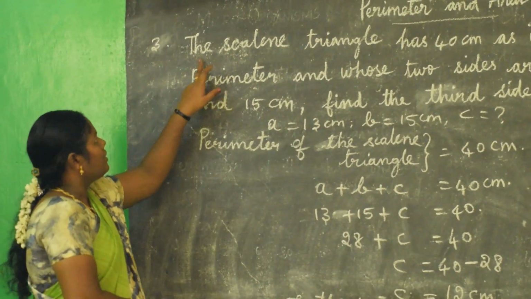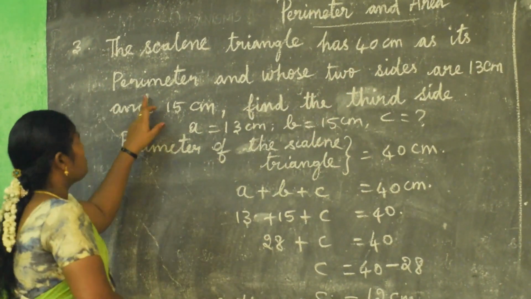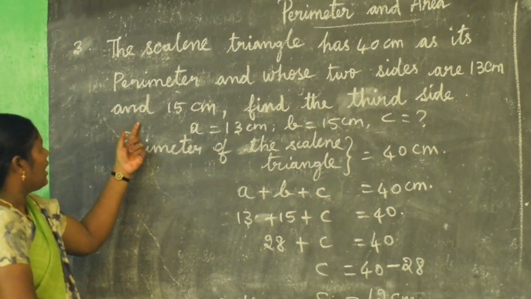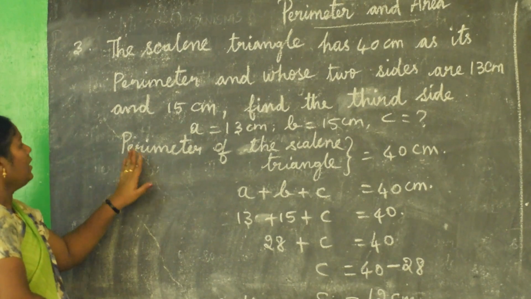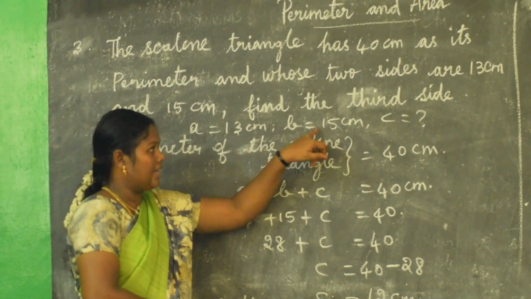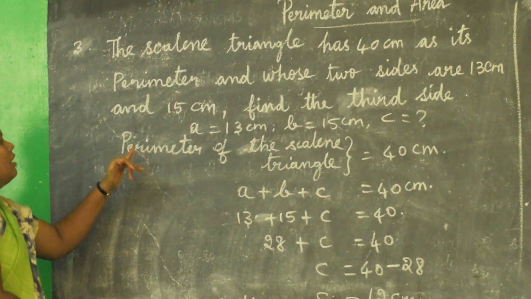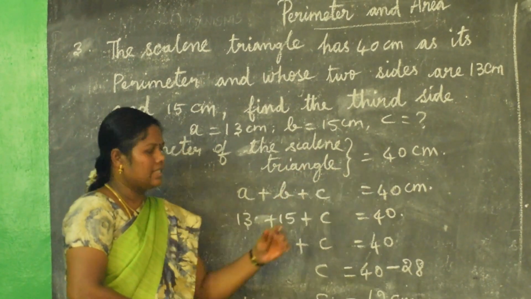Once again I repeat, the scalene triangle has 40 centimeter as its perimeter and whose two sides are 13 centimeter and 15 centimeter. Find the third side. What is the given? One of the sides a is 13 centimeter, b the second side is 15 centimeter and the third side we want to find. Next, perimeter of the scalene triangle equal to 40 centimeter.